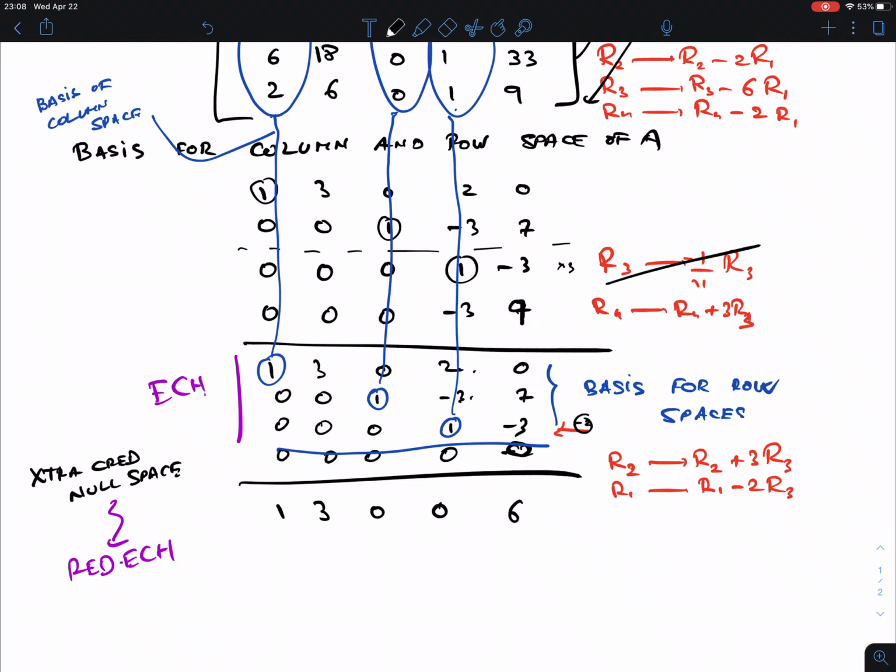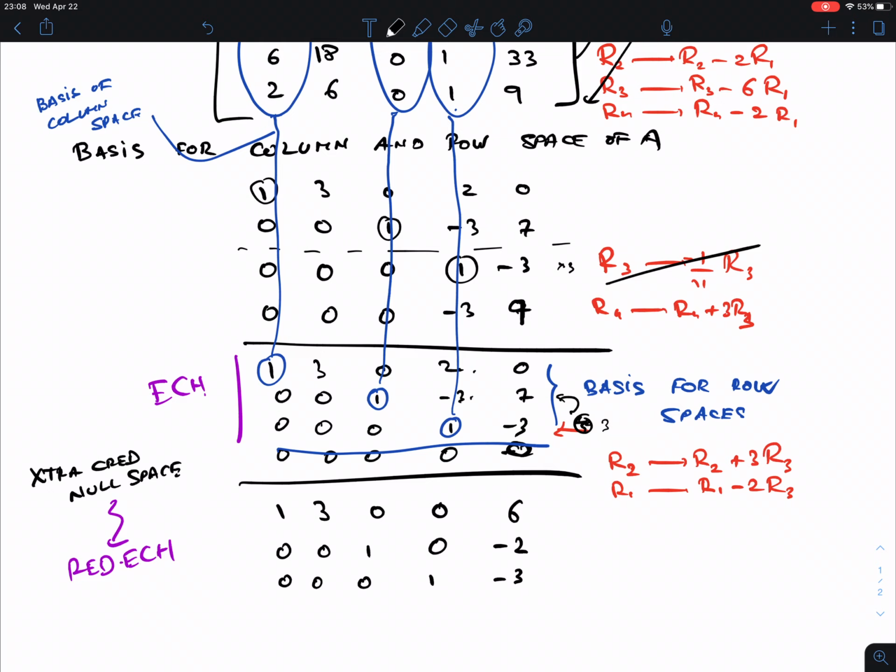Okay, and what was the other one? Yeah, now I'm going to multiply this row with 3 and add up to the second row. We get 0, 0, 1, that gives me the 0 I want. Then -9 plus 7, that's -2. And then finally I have 0, 0, 0, 1, -3.